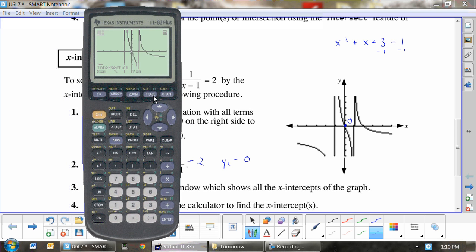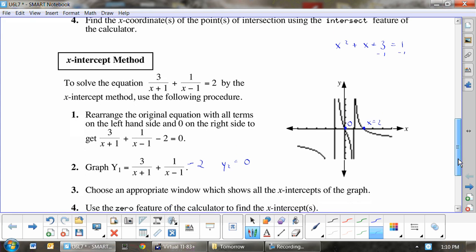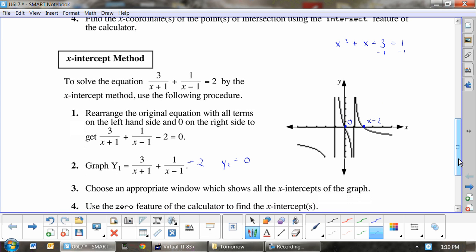And the same thing, second trace intercept. Move your little blinker all the way to the other one, like that. And then you get x is equal to 2. Okay? Because we put a negative 2, right? So everything was actually shifted down 2 points.